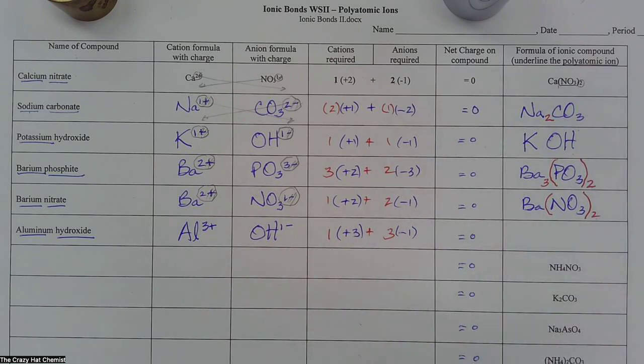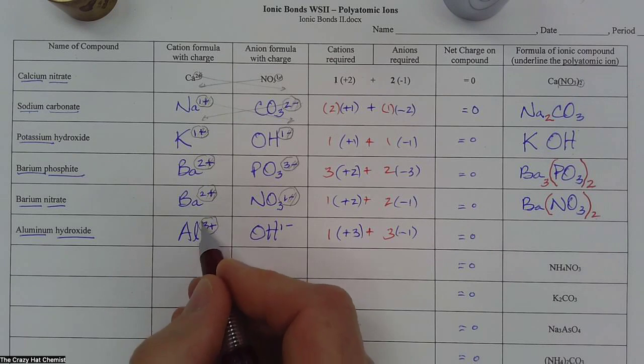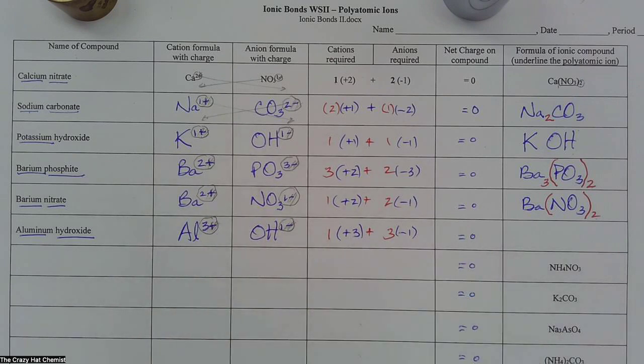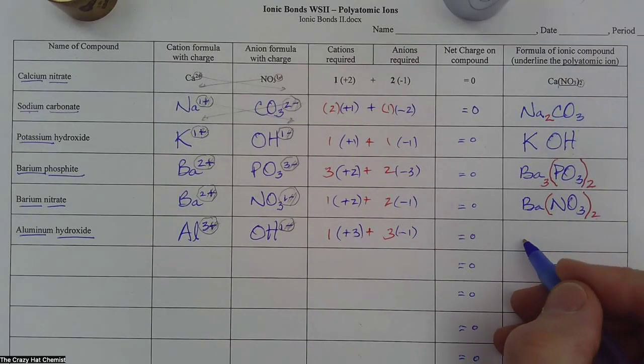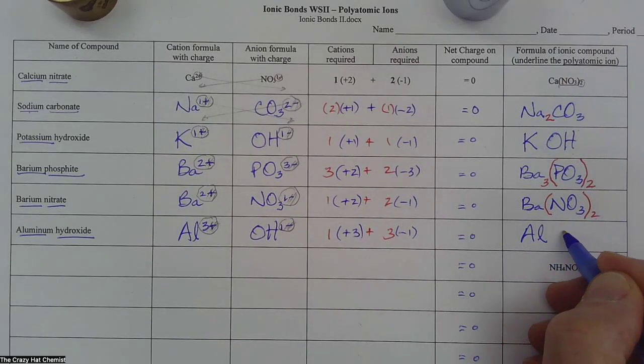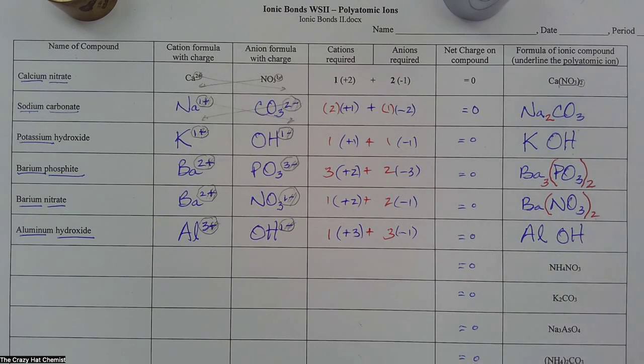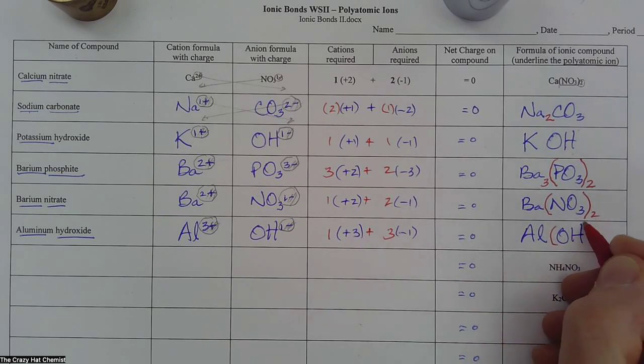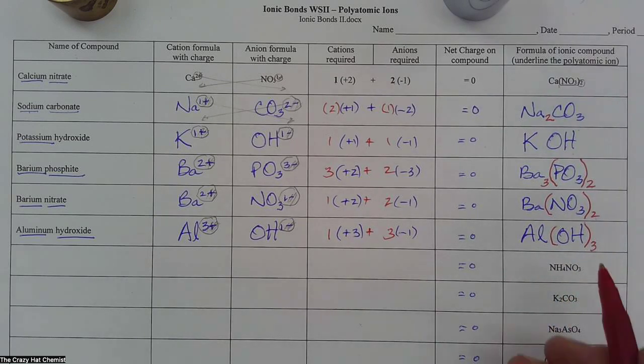They will equal 0. Another way of looking at it is circling that number, ignoring the positive, ignoring the negative, flipping the numbers and dropping them down. So I'm going to have Al and the OH. And then there is an imaginary 1 right here, and then there's a parentheses with a 3. Oh yeah, you do need the parentheses because that's 2 capital letters, that's a polyatomic ion, and that 3 tells you you have more than 1.